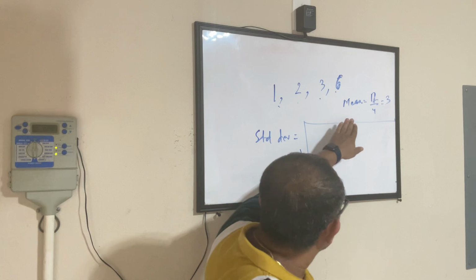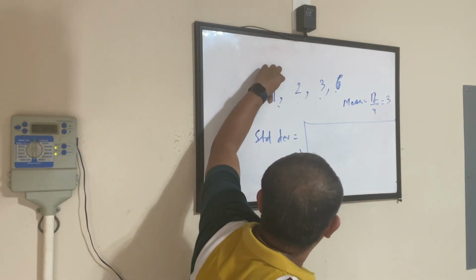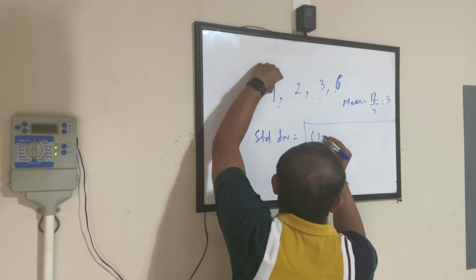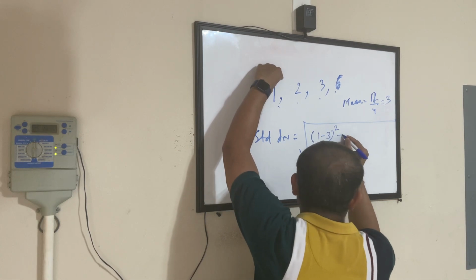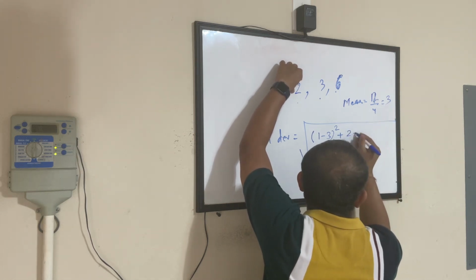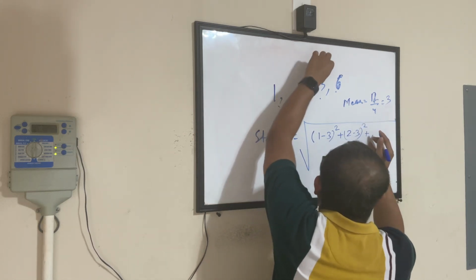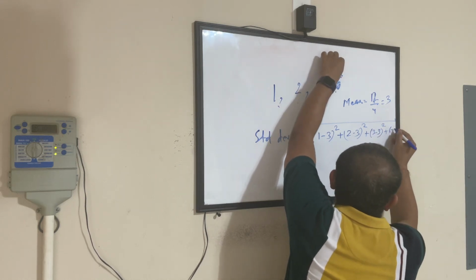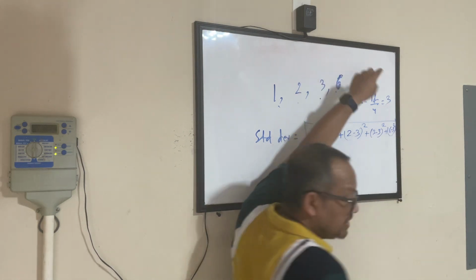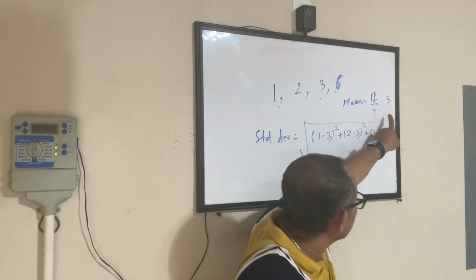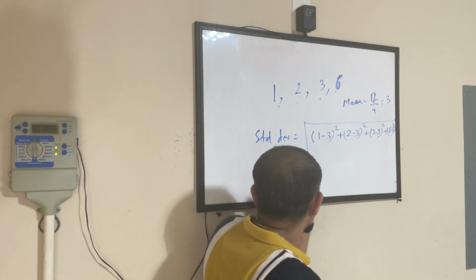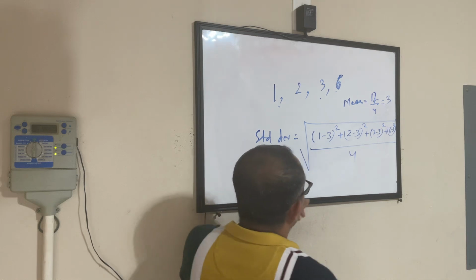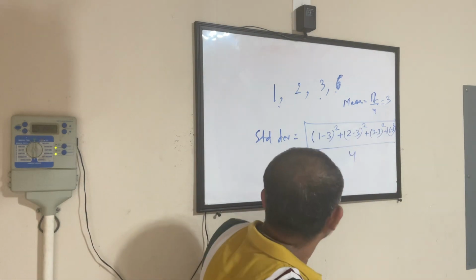So what this says is, I have the mean. Now I have to pick every number, compare it against the mean and square that. So 1 minus 3 squared plus 2 minus 3 squared plus 3 minus 3 squared plus 6 minus 3 squared. What I did, I picked up every number, subtracted the mean from it and squared that, divided by the number of elements you have, 1, 2, 3, 4, and overall square root.